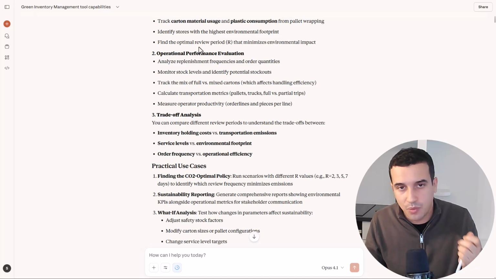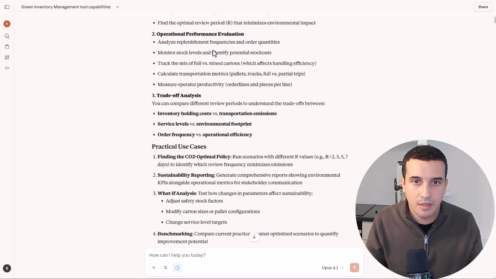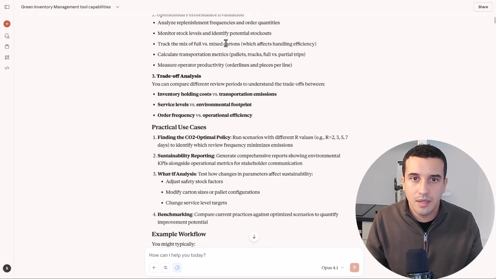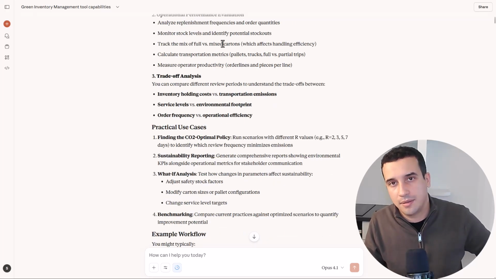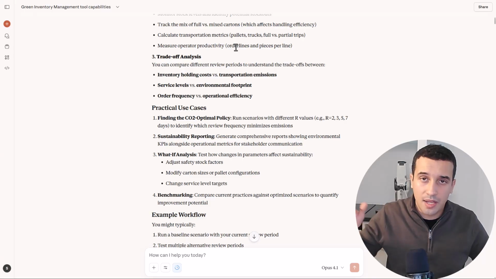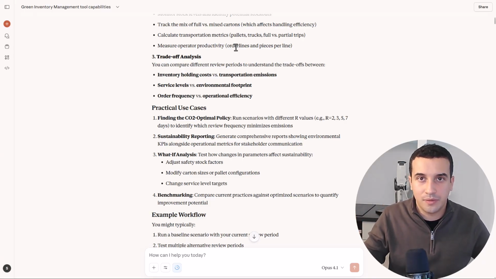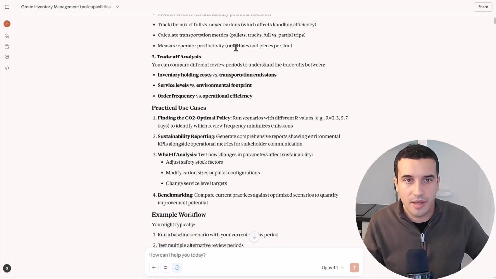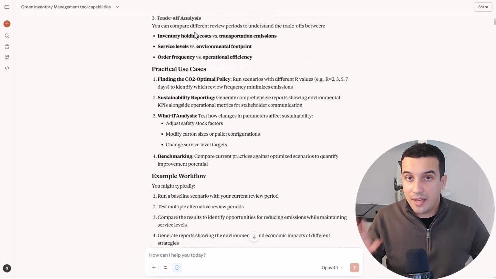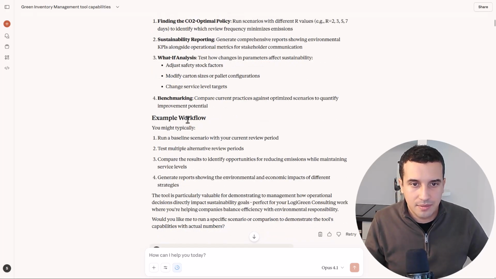Here the idea is to find the optimal review period, but you can also test other parameters like the lead time, and the operational performance, so your order frequency, the mix of full and the percentage of mixed carton, as I told you, the transportation metrics, and the warehouse productivity. I didn't talk that much about warehouse productivity, but it's also a topic, and it's highly linked with the number of pieces or units or boxes per line that you have. So why do we have these four? Because you need a trade-off. And then here it is proposing a practical case study.